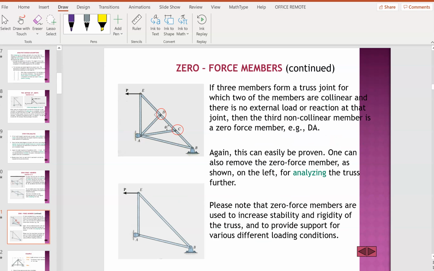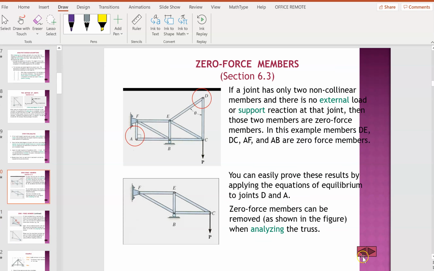Okay, so what is a zero force member? If a joint has one or two collinear members and there is no external load or support reaction at the joint, then those two members are zero force members. In the example, members DE, DC, AF, AB are zero force members.